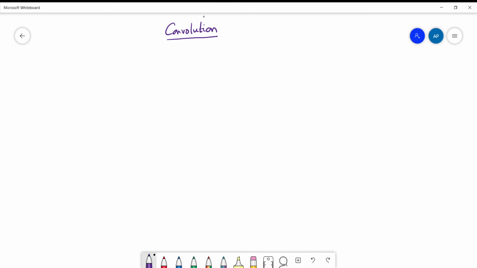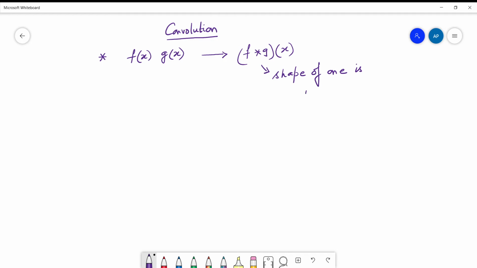Convolution basically is a mathematical operation, which we denote by the notation star, on two functions, say f of x and g of x, that produces a third function, say f star g of x. And what does this f star g do? It expresses how the shape of one function is modified by the other function.